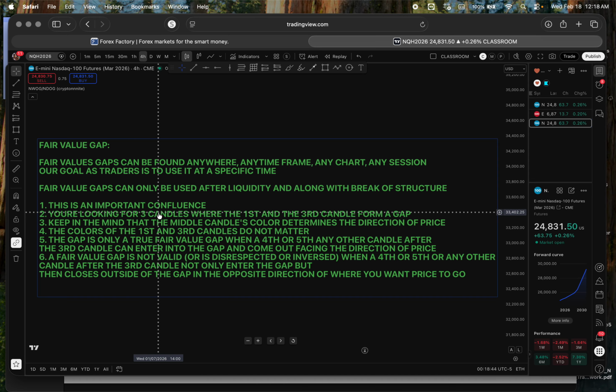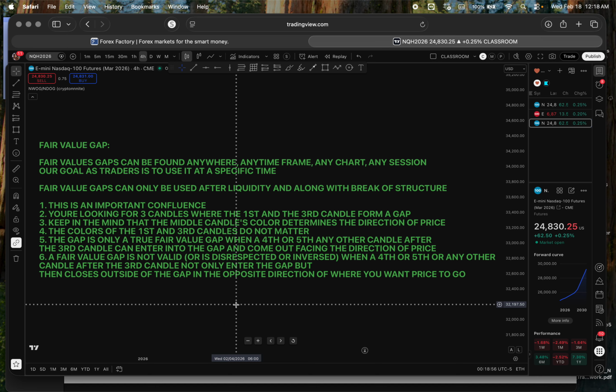As I've said, you're looking for 3 candles. The first and the third candle form the gap. Keep in mind that the middle candle has to be the color of the direction in which you're going. The colors of the first and the third candles do not matter. Only the color in the middle matters. The gap is only a true fair value gap when the 4th or 5th or 6th or 20th candle enters into that gap and closes in the direction that you want it to go in.